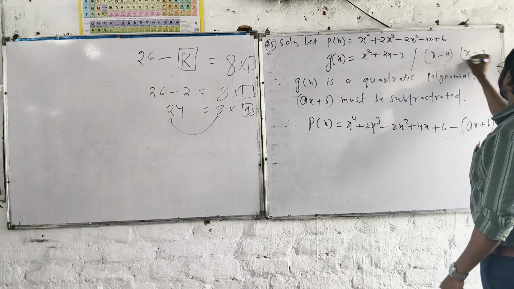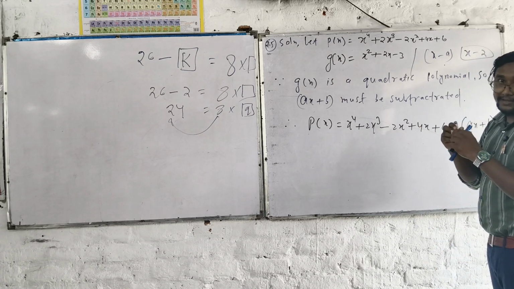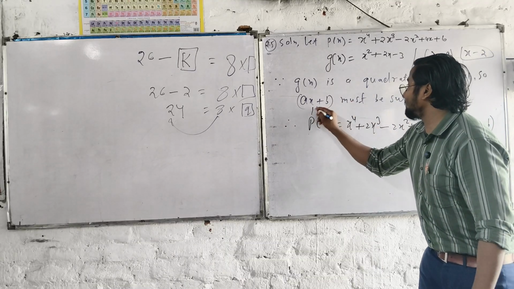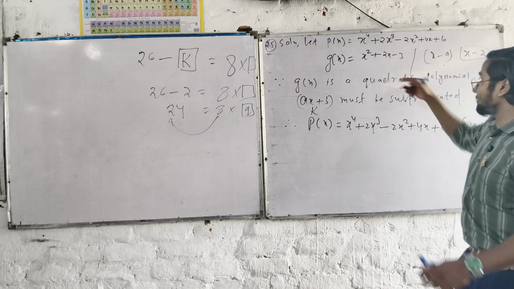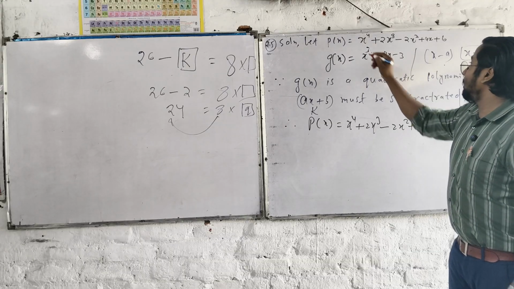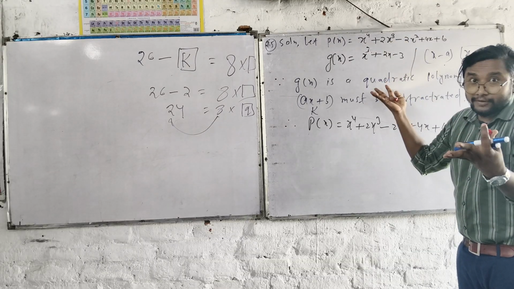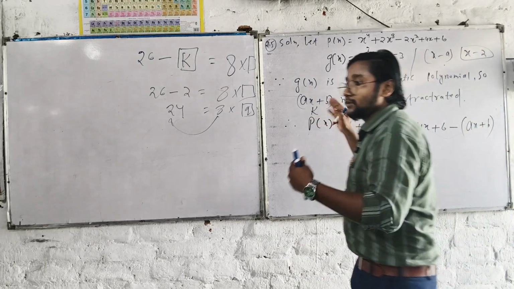that it will be divisible by x minus 2. For a moment, just assume. Then we will say just k must be subtracted. Let's assume it is a cubic polynomial, right? Then what must be subtracted?